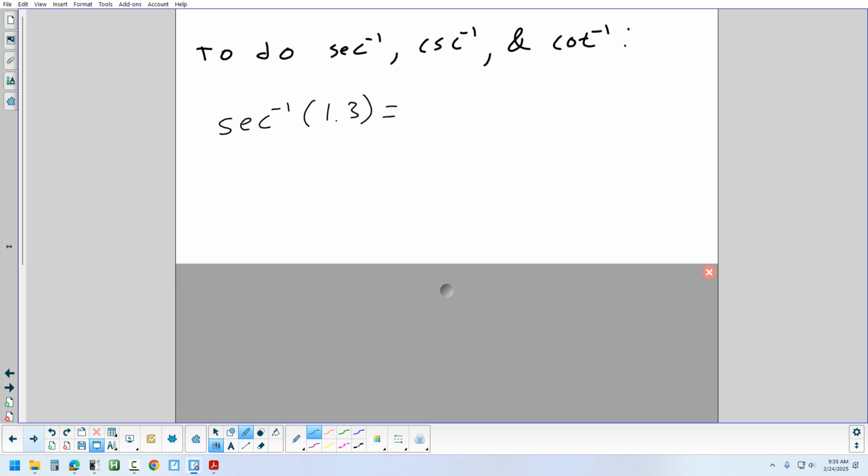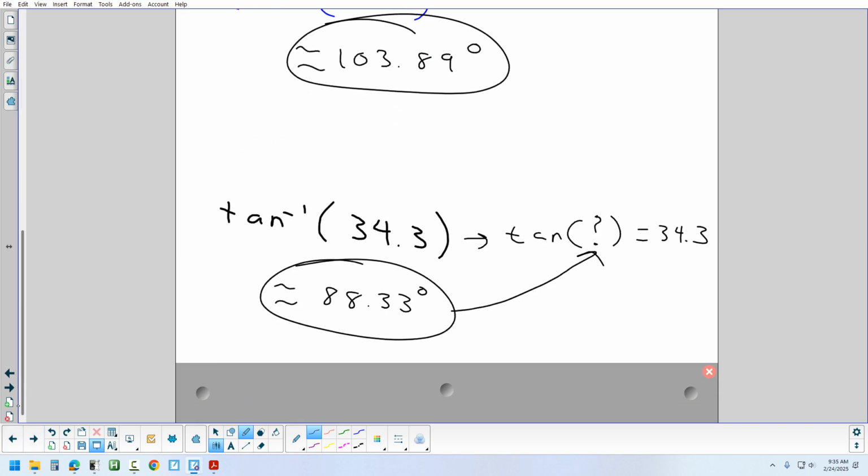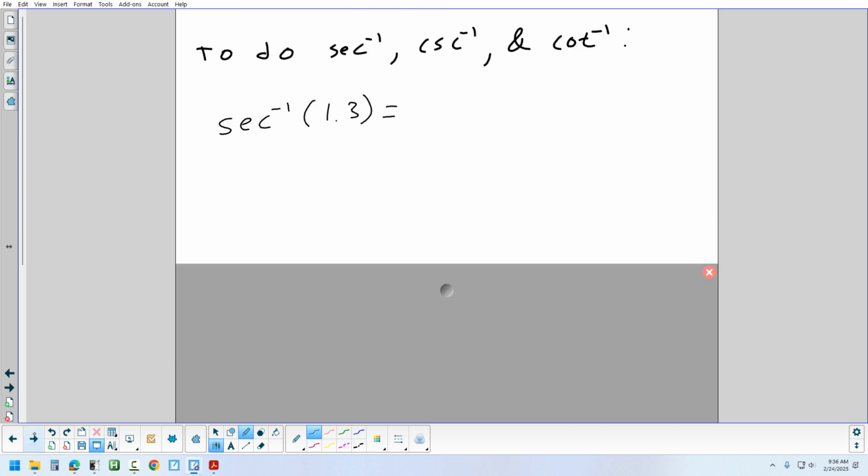Well, if we had an inverse secant button on the calculator, we'd just do it the way we did all the others. Second, inverse secant, and hit enter. We don't have that. Okay, so let's think about this a different way. How can I rewrite this the way that I rewrote this one right here? I want to turn what's on the left into something that's on the right. You can tell me how to rewrite that.